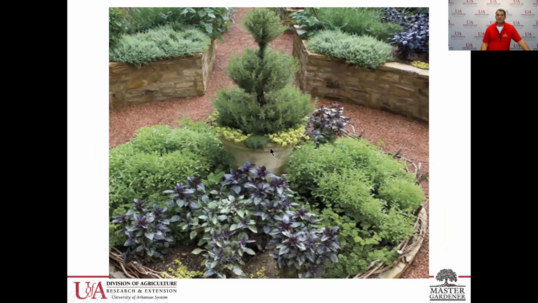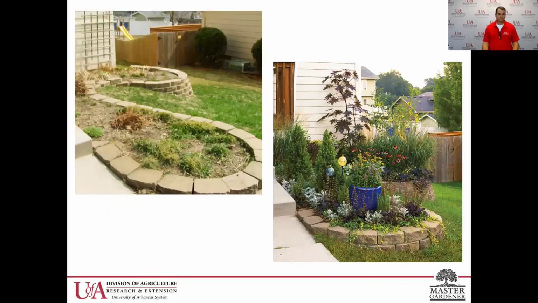And we're talking about the convenience of it. This is near their grilling section, so they can grill, go pick fresh herbs and use them in grilling. Plus, it's close enough to the kitchen that they can go outdoors and snip it easily, go back inside and cook with it.